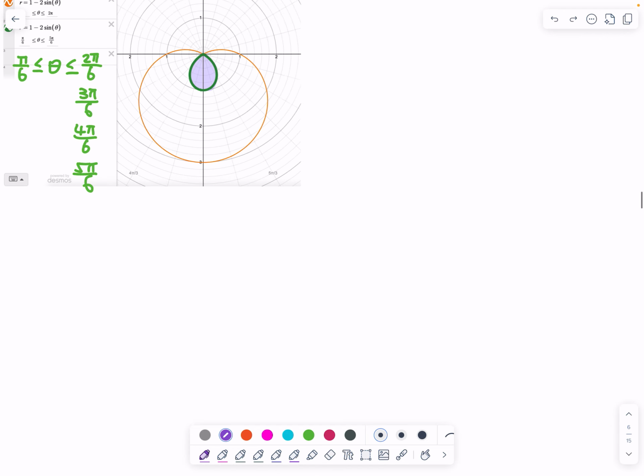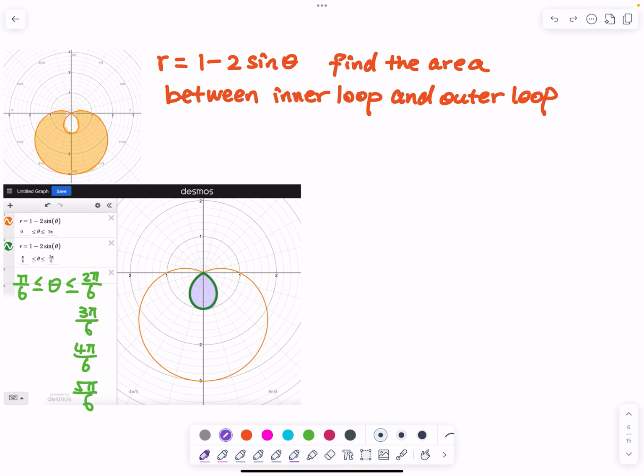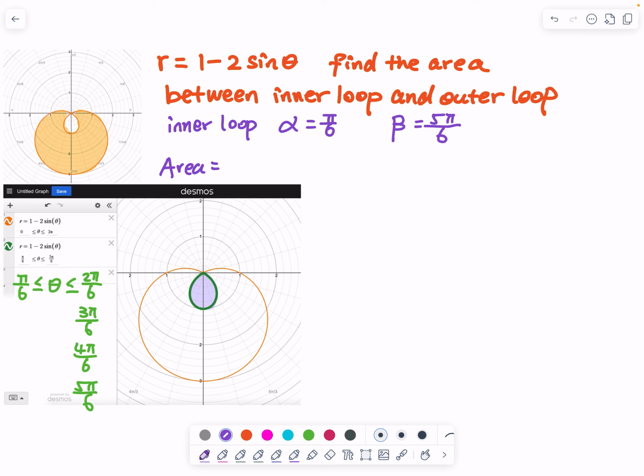Okay, back to our business, the inner loop. Let's do it. So the inner loop, let's write inner loop. I will use purple for the inner, use green for the outer. Lower limit, pi over 6. Upper limit, 5 pi over 6. And then the area integral, that is the integral from pi over 6 to 5 pi over 6. And then you have 1/2 times the square of the polar equation, 2 sine theta squared d theta.